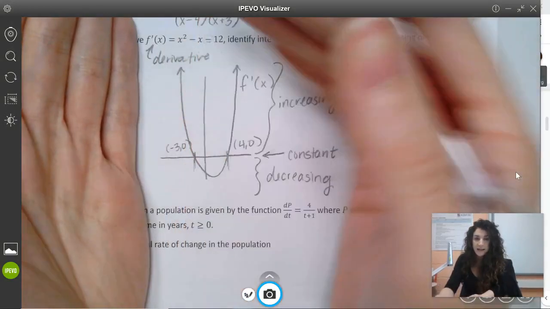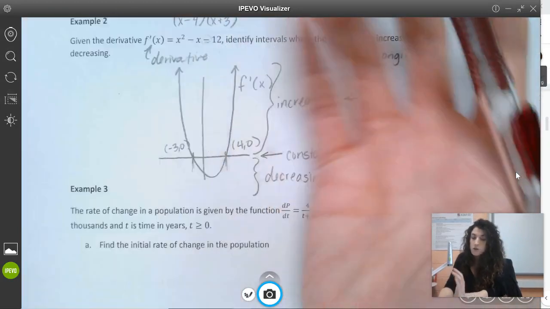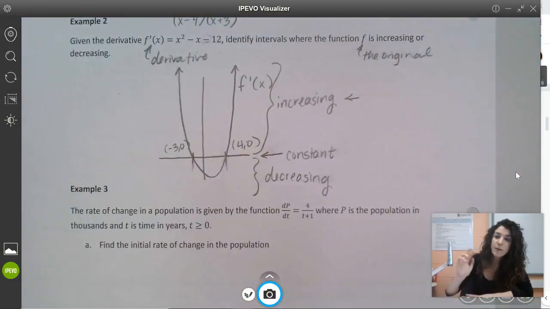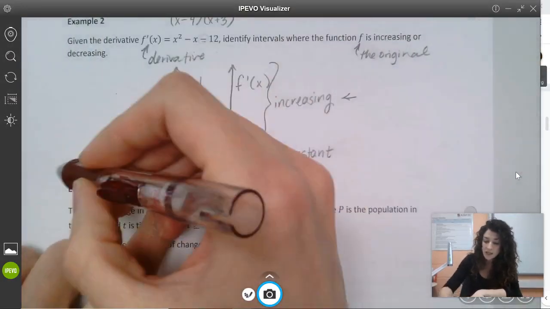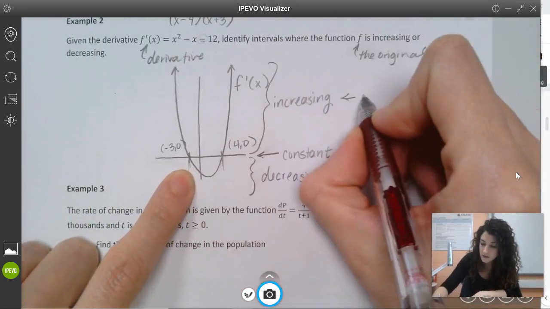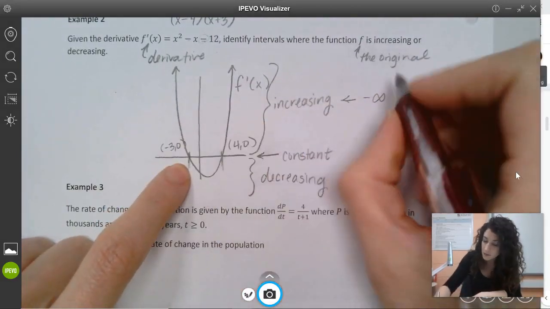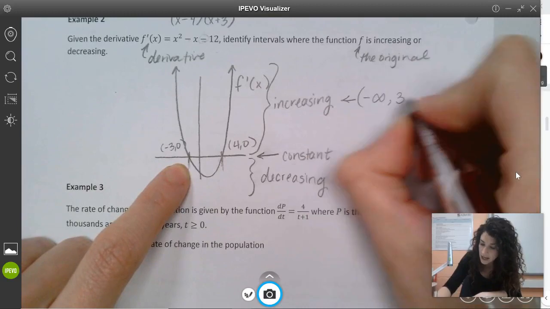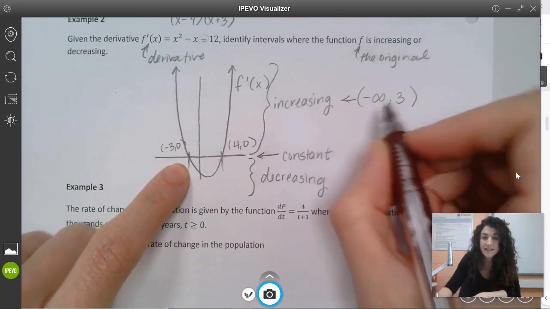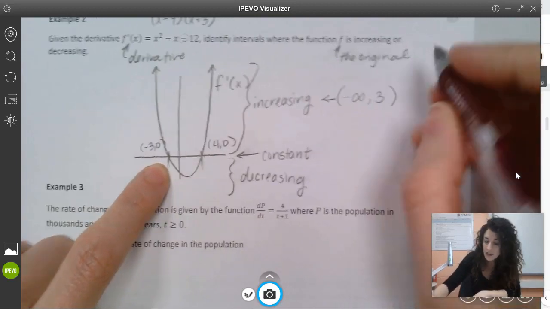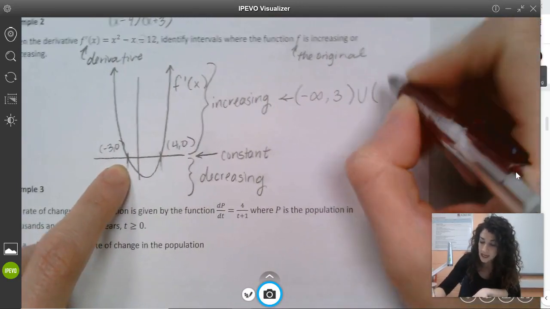Here, we're above the x-axis, and then here, we're above the x-axis. So we need to talk about both of those intervals. Remember with interval notation, we talk about x values. So between negative infinity, as long as we're going all the way this way, to negative 3, and we have soft brackets. It looks like a point, right? But it's not. It's an interval between negative infinity and negative 3.